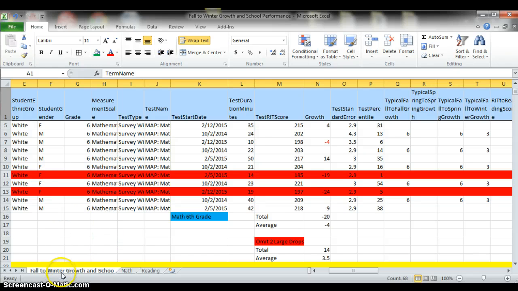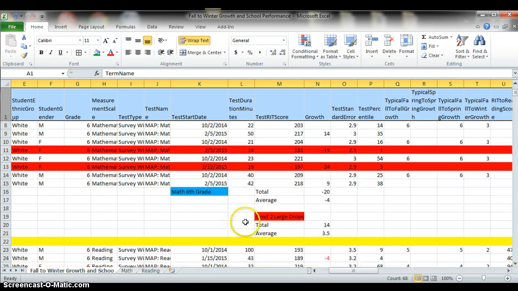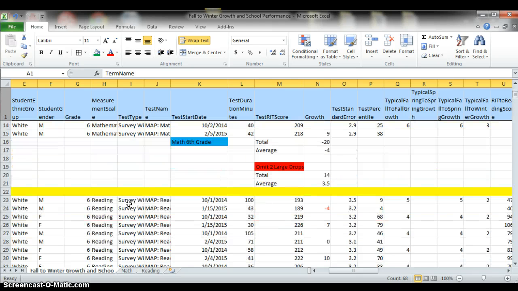So on this first tab I have both math and reading, and what I did was I went by grade level, and so I totaled the growth column and then I got an average for the number of data points that you have, and then I omitted any large drops that were greater than 10, and then I got these scores because I think this represents people that didn't really try on the test. So that's the assumption I'm making in that.